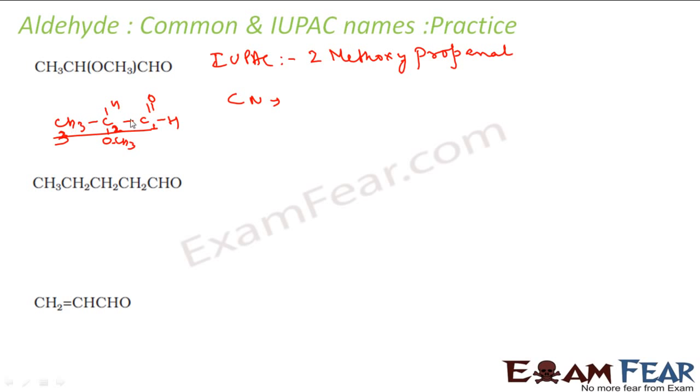For the common name, we have alpha, beta, gamma. This is my COOH group. Please note, when you write the common name, you don't include this carbon. You start alpha and beta like this. So alpha is the carbon that is attached to the COOH group, and then beta. At alpha I have a methoxy, so I'll use alpha-methoxy. This is from propionic acid, so it is alpha-methoxypropionic acid.